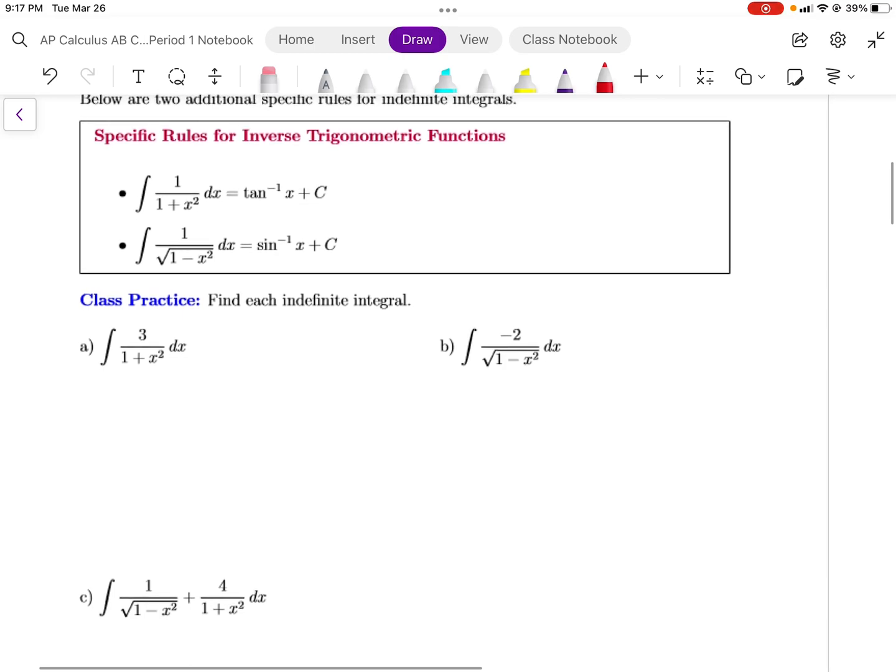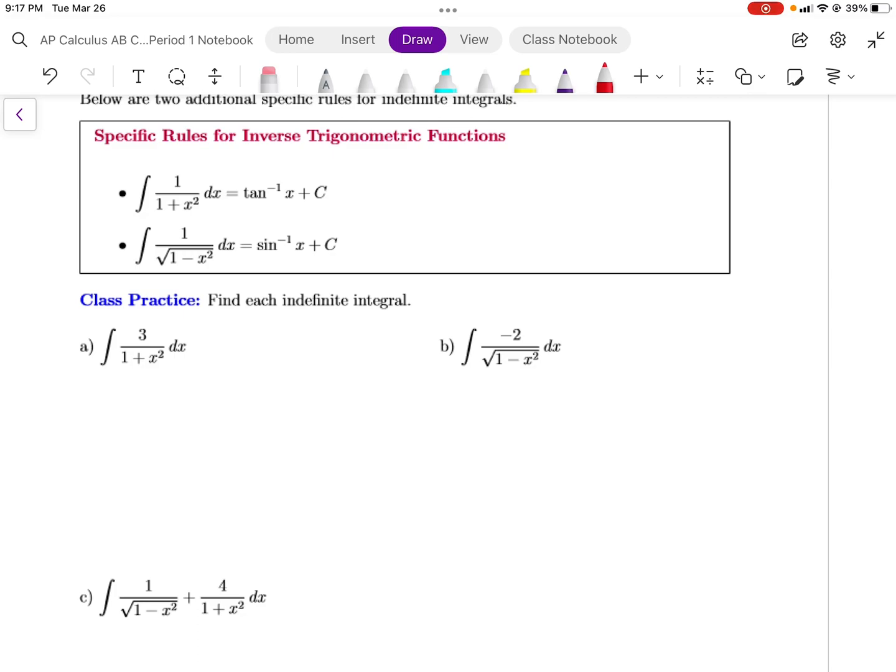But just so we can check that you get the gist of what's happening with this class practice right now, we're going to recall the antiderivatives that give you these inverse trig functions. So when we did derivatives back before Christmas break, when we were learning derivative rules, we did derivatives of inverse trig. So the derivative of tan inverse was 1 over 1 plus x squared. And the derivative of sine inverse was 1 over the square root of 1 minus x squared.